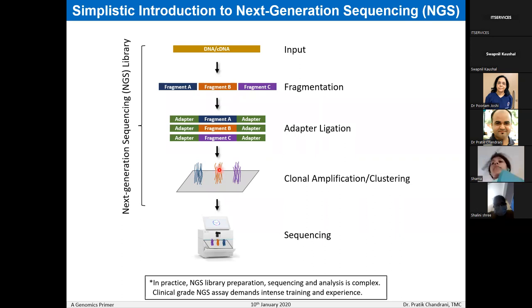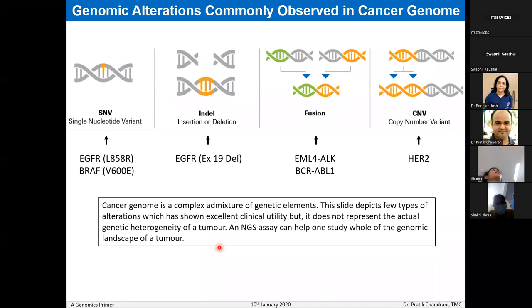Once the library is prepared, we put it onto the NGS machine where actual sequencing happens. From this sequencing, what we want to identify is a cancer driver alteration. A cancer driver is a type of DNA alteration which actually drives the tumor growth, and it promotes the tumor transformation. A non-driver alteration is a type of genetic alteration which is also observed along with this driver alteration in the same tumor, but those non-driver alterations are not able to transform a normal cell to a cancer cell, and are not able to drive tumor growth by altering a molecular pathway.